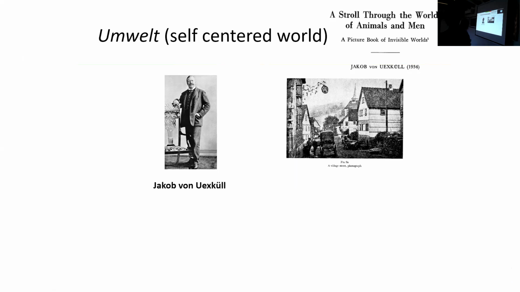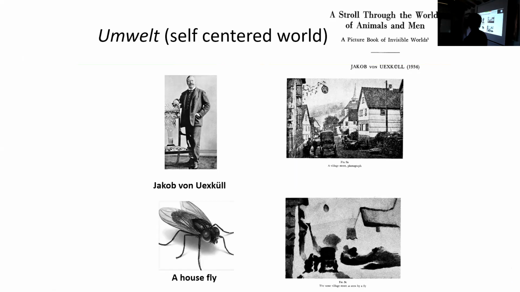Okay, so as humans, this was the notion given by von Uexküll, and this is how he imagined himself. How he reported that he sees his street, and how he imagined the housefly would see the same street. And of course, if the housefly has this information, it can't do everything that von Uexküll can do. So this is this notion of a self-centered world.